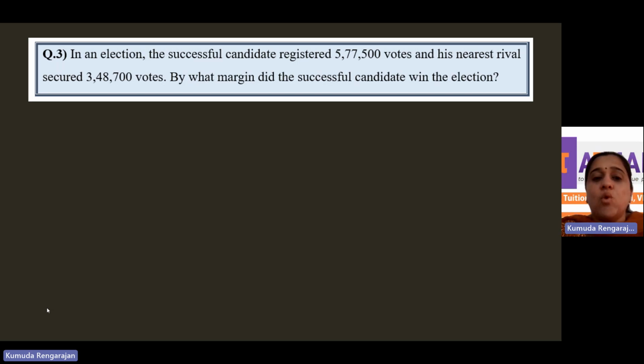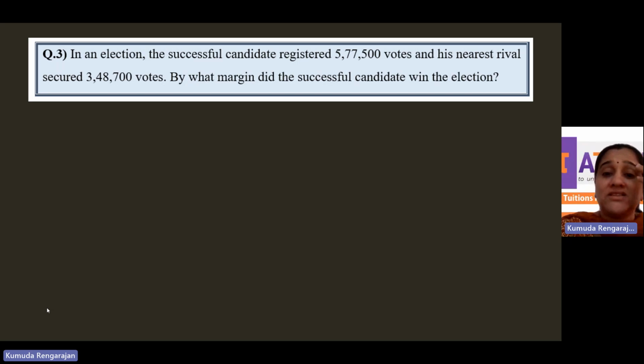3,48,700 votes. By what margin? It's like a student gets 100 on 100, and the second topper has 97. By how many marks did that student top the class? By 3 marks. The student who has the highest scored 100 on 100, the next highest is 97, so that student is the nearest competitor. By what margin did this student top the class? By 3 marks. 100 minus 97, 3 marks. He's topped the class.